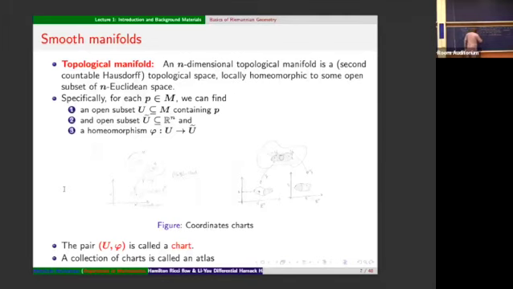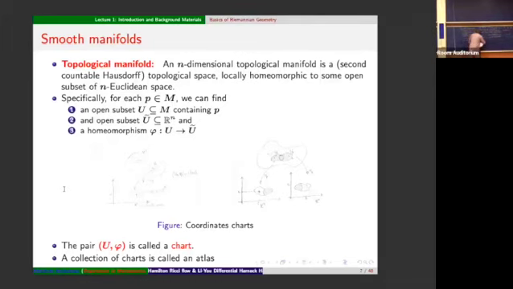Then as well, M is second countable. This is background from topology. By this, we say that there exists a countable basis for the topology of M. You have a countable basis for the topology that defines M.